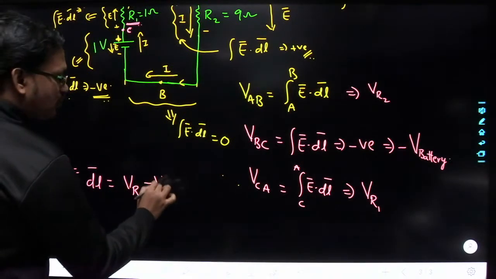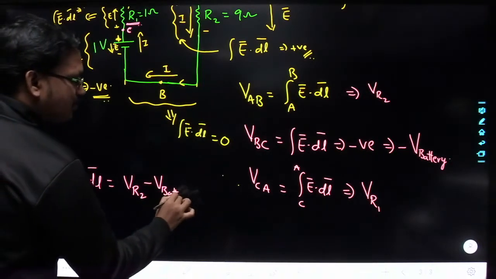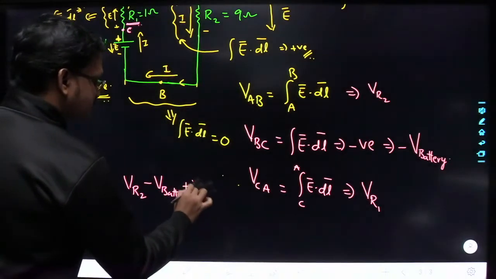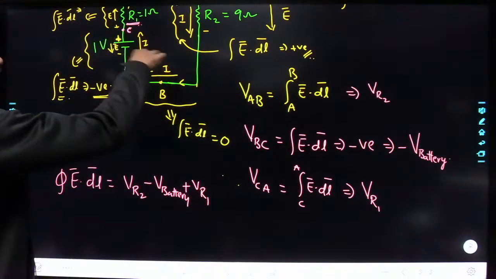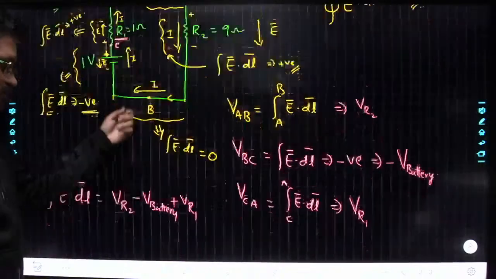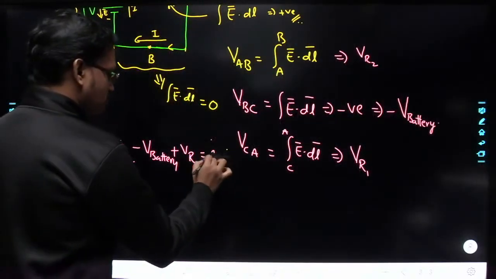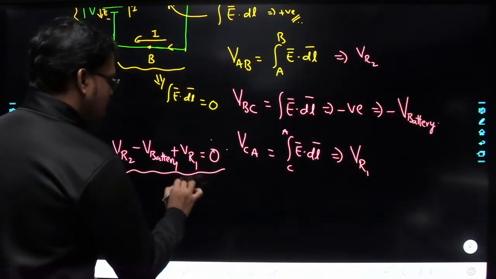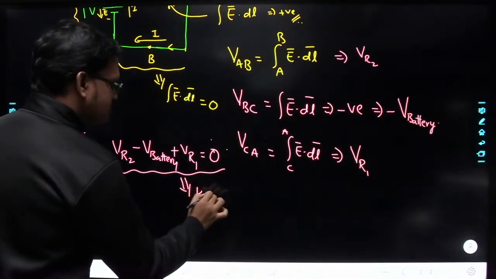VR2 minus V battery, right? So plus VR1. So the circulation of electric field around this closed loop is equal to 0. This we are calling KVL.